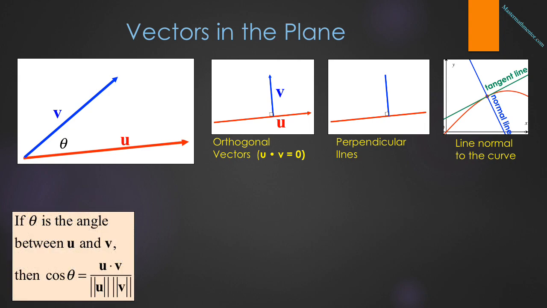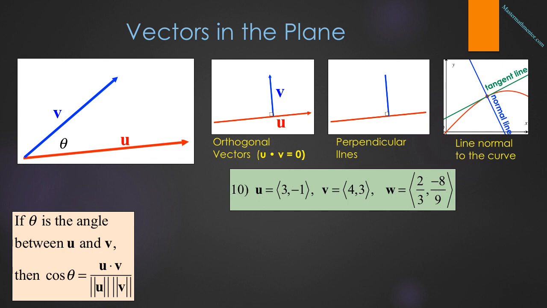When vectors are given in terms of magnitude and direction, it is easy to find the angle between them. But when they are given in component form, finding the angle between the two vectors is much more difficult. There is a neat formula that ties together the vectors and the angle between them. It says that if theta is the angle between u and v, then cosine theta is equal to u dot v over the magnitude of u times the magnitude of v.